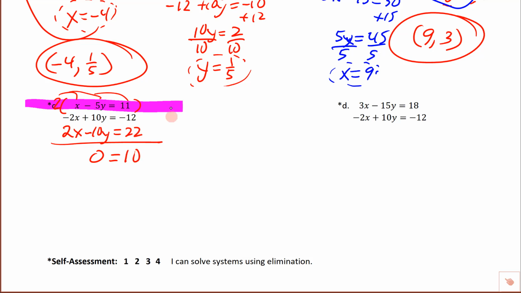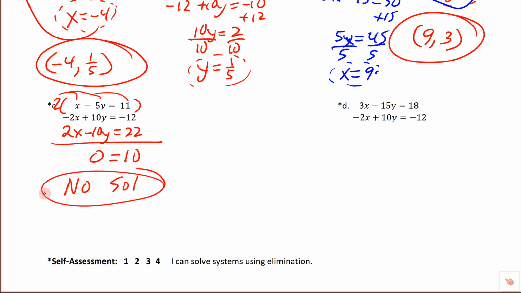Now, I'm hoping that you remember what happens in a case like this. If the variables go away and the numbers that are left don't equal each other, that means something. It means something about how true we can make the equations. So there's no way that we can make this true. So this is no solution. Now, you might want to think about what that means. Another word for that would be inconsistent.